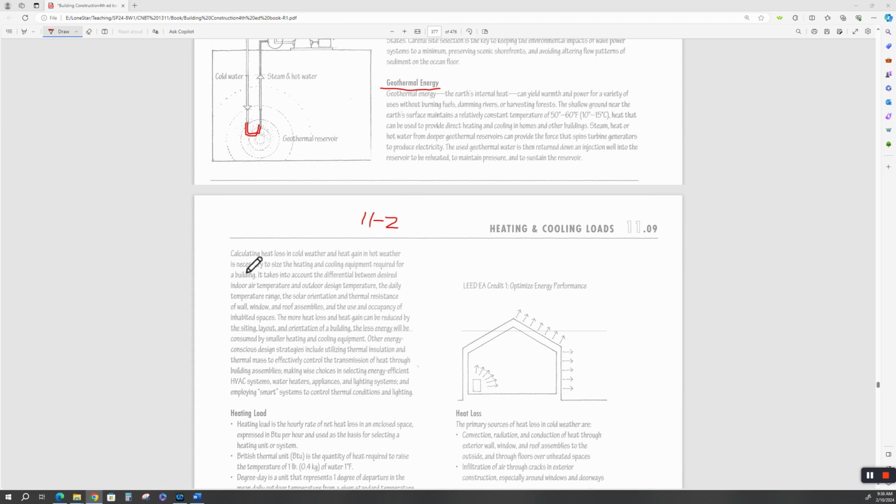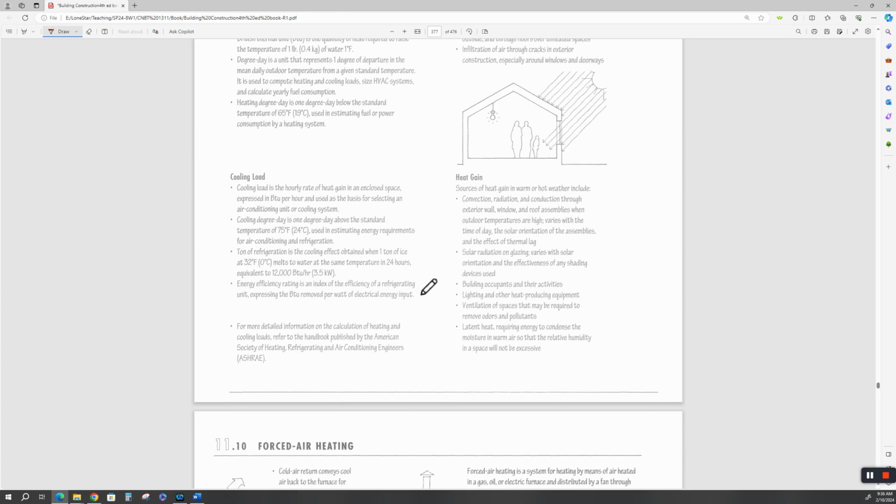Calculating heat loss in cold weather and heat gain in hot weather is necessary to size the heating and cooling equipment required for a building. Aren't you glad you took this course so you understood that?